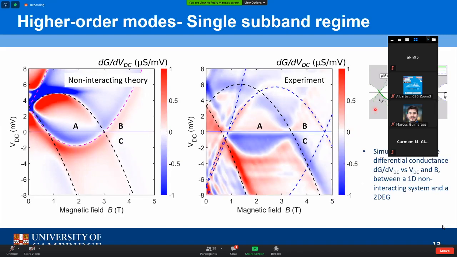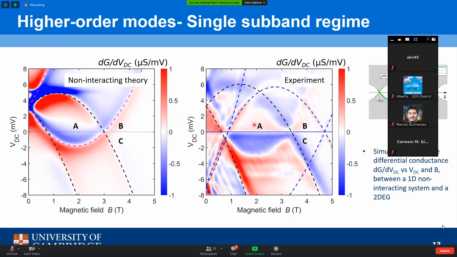So back to the data I showed before. Here you have some simulated data, assuming tunneling between a 1D and a 2D system, but assuming a non-interacting 1D system. And what I want to focus on now is three regions in particular, which I've marked A, B, and C, and compare that with what's predicted by the hierarchy of modes picture.